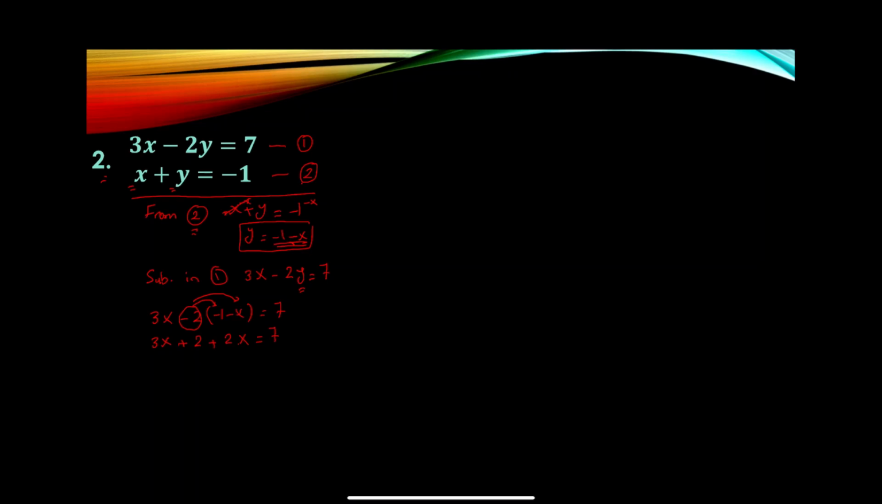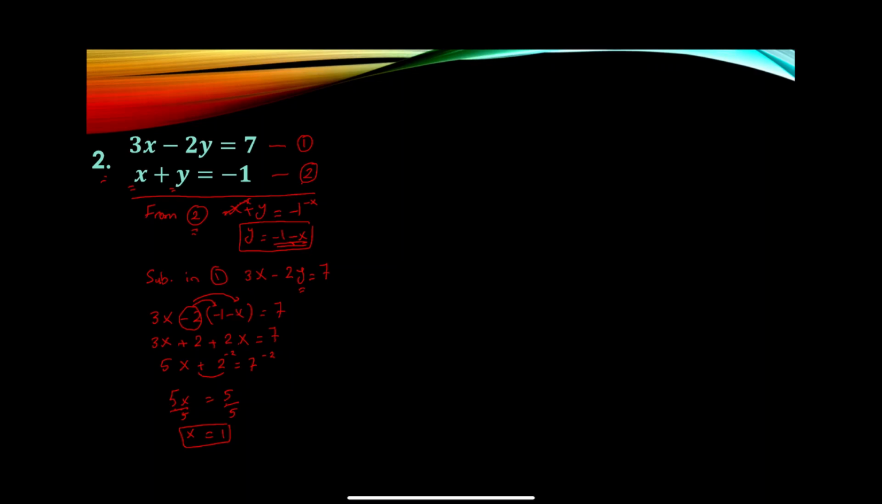Now, 3x and 2x will give us 5x, plus 2 equals 7. I want to get rid of this 2, and 2 is positive, so we should add negative 2 to both sides. 5x, the 2 and negative 2 will be cancelled. 7 minus 2 is equal to 5. We should divide both sides by 5. This 5, not this 5. 5 over 5 and 5 over 5. So x is equal to 1. So we were able to get the value for x.